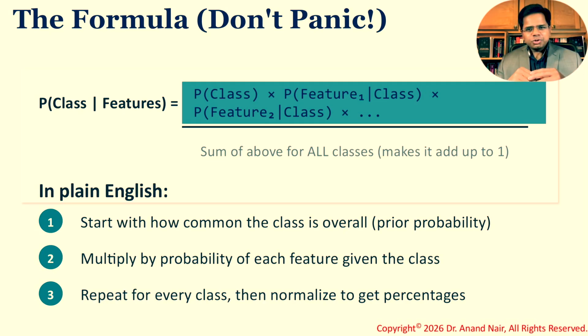The beauty is that you can often skip the normalization step entirely. Since the denominator is the same for all classes, you can just compare the numerators. Whoever's bigger wins, less math, same results.